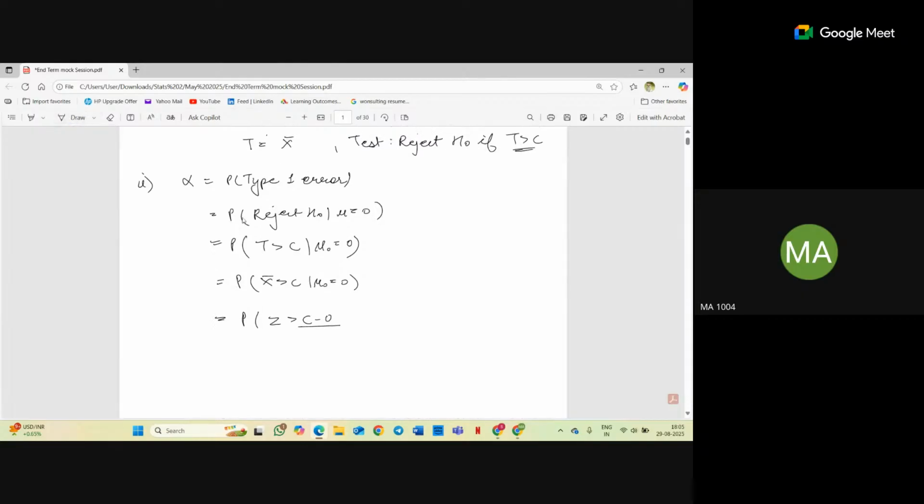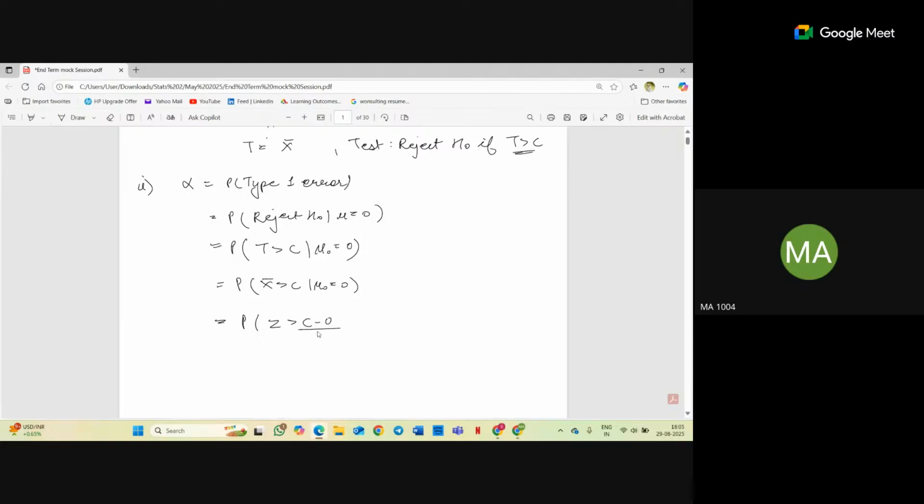So what is sigma here? Sigma is 1, and the sample size is 100, and the root of 100 is 10. So it is 1 by 10. Now this can be written as 1 minus F_Z of 10c. Just a second.